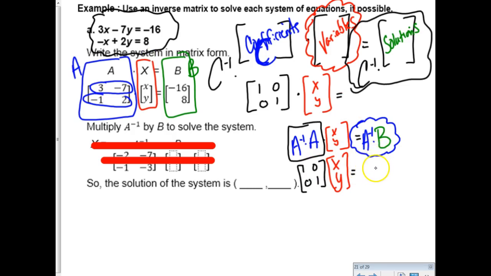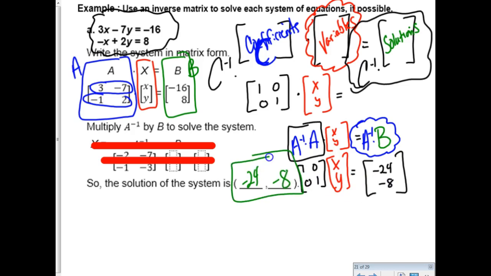Negative 24, negative 8. Are they both negative? Did I hear you right? Okay. So here's where we have to, like, yay, we used our technology, but now we have to interpret the solution. The identity matrix is just saying 1x equals negative 24. All right. And then the identity matrix here says 1y equals negative 8. So that was another way for you to find your solution.